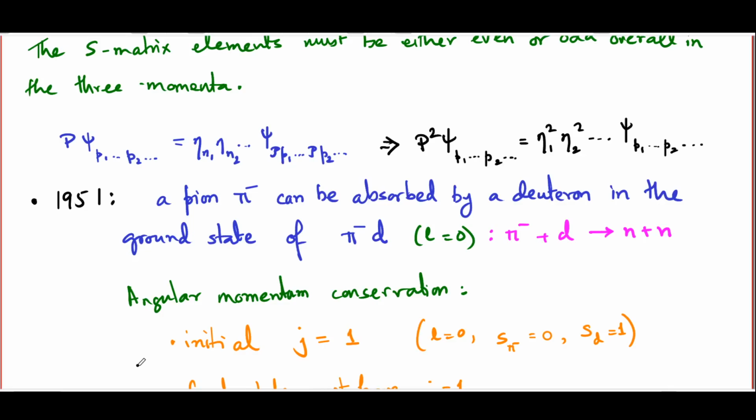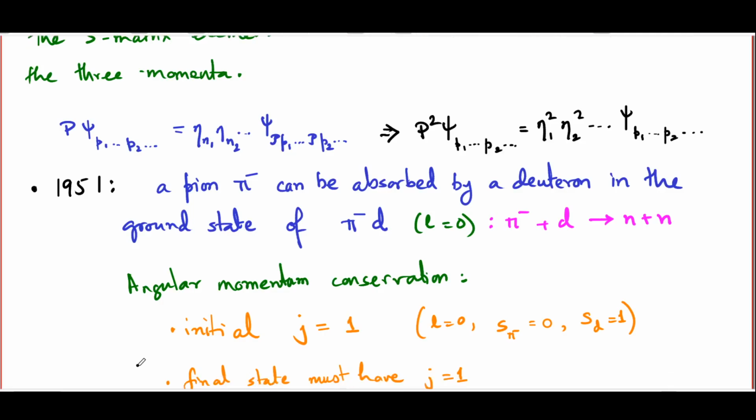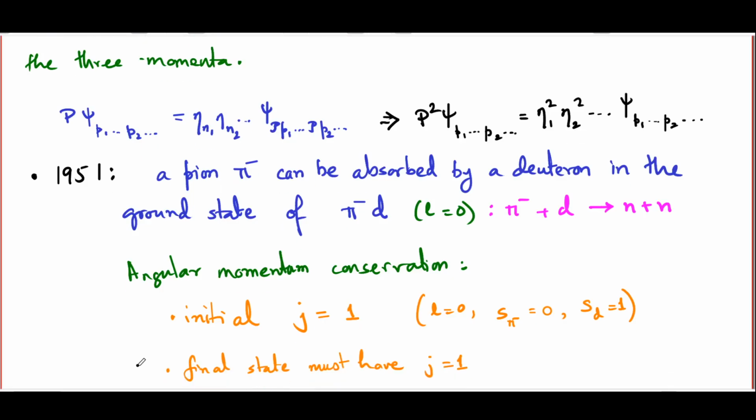Finally, after the reaction occurred and you ended up with two neutrons, they must also be in the J equal to 1 state. Note that in the final state we have two neutrons, two spin-half particles. So total spin of these two particles could be either 0 or 1. Now in order to get a final total angular momentum of 1, the possible values of L could be 2, 1 or 0. And let us now point out all the possibilities.